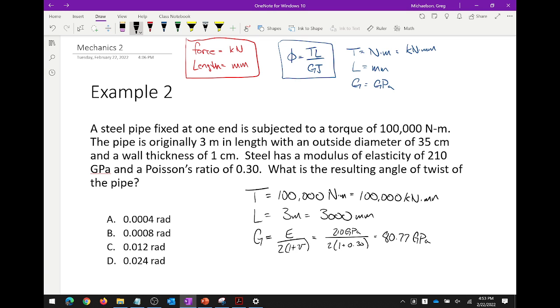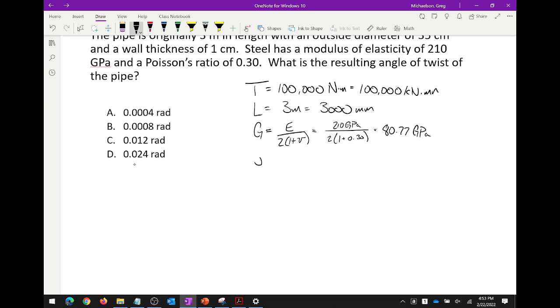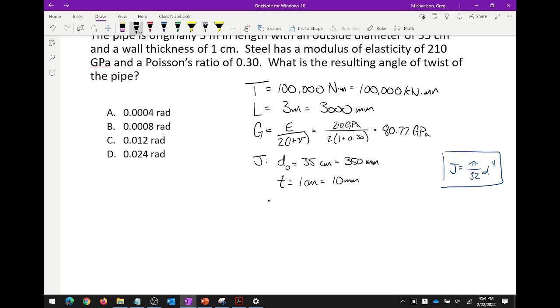All right. Now for J, we gotta draw our cross section out a little bit because again, I want to make sure this makes sense. First off, I'll go ahead and remind you of this formula here. J is pi over 32 d to the fourth, or J outer minus J inner. But we got to be careful on our computations, okay? So we were told in the problem that our outer diameter is 35 centimeters, or 350 millimeters, and we were given the wall thickness of 1 centimeter or 10 millimeters.